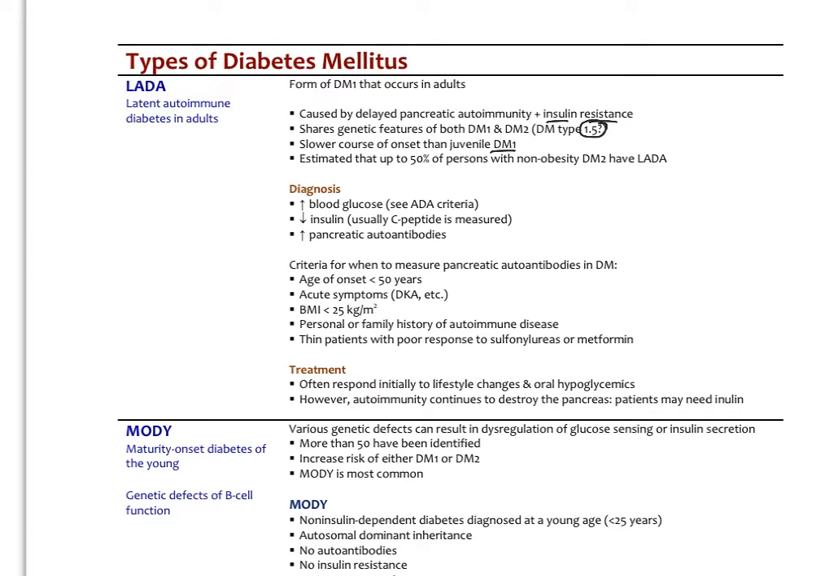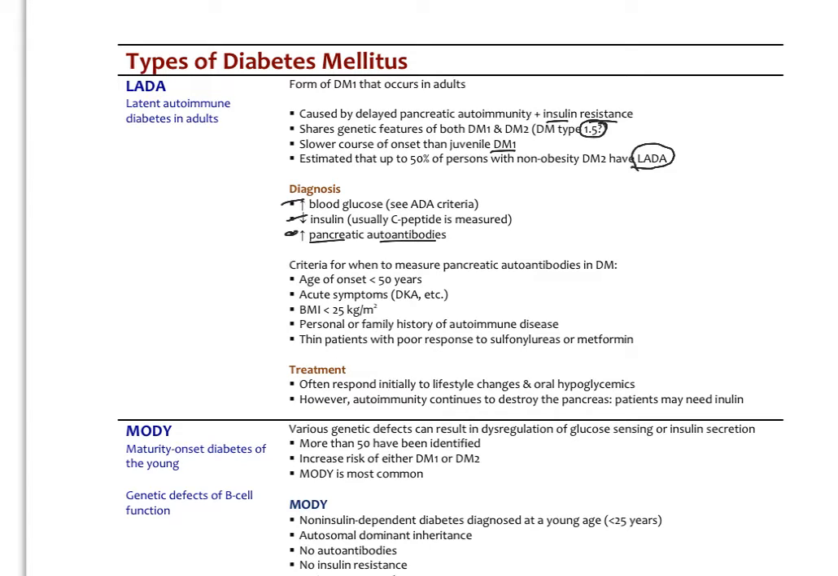And it's estimated that up to 50% of persons with non-obesogenic type 2 diabetes actually have LADA. So for your thin patient who presents with diabetes, maybe their physician has put them on oral hypoglycemic agents, it might be useful to think about LADA, and the way we test for that is, again, seeing elevated blood glucose, decreased insulin, again, usually through measuring decreased C-peptide, and here, like type 1, we'd see the increased pancreatic autoantibodies.